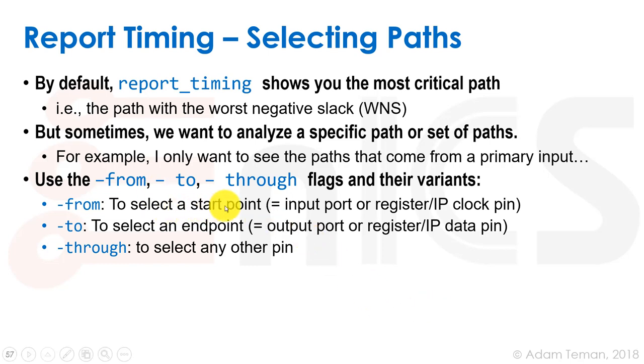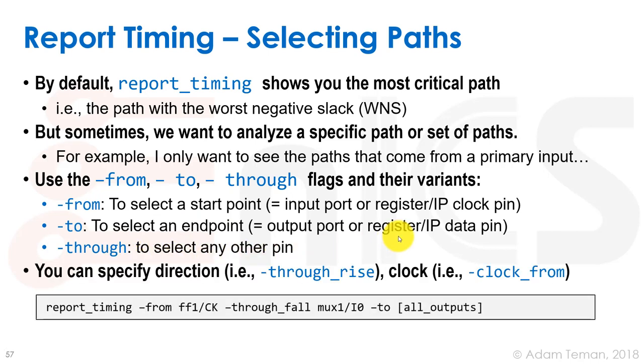Okay, so minus from is to select a start point, minus to is to select an endpoint, and minus through is to select any other pin that's inside our data. So we can also discuss if we want rising propagation or falling propagation, for example, minus through rise or minus clock from. Okay, so report timing minus from flip-flop one clock, that's a start point, so we're allowed to use it in a minus from field. Minus through fall, we only want to see falling edges through mux1i0. Minus to all outputs will show us only those paths that actually adhere to that constraint.